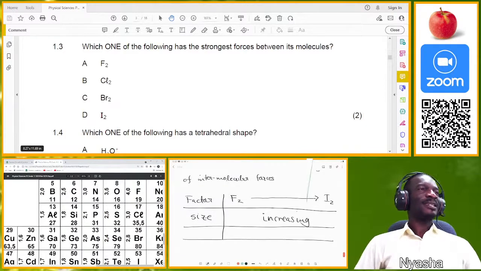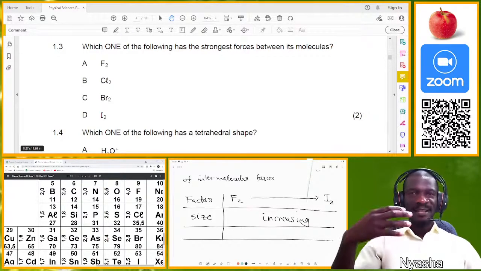So I'm just hoping to see one of you giving us the second factor. So what is the second factor that we can pick? The second factor that we can state, and we can say this factor affects intermolecular forces, and down this trend or down this group of halogens, then this factor increases or decreases, and then affects the force in this way.